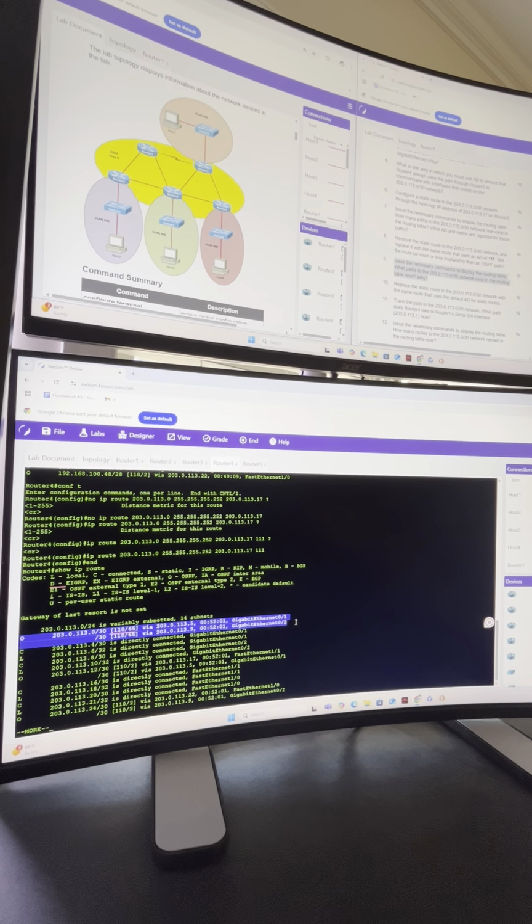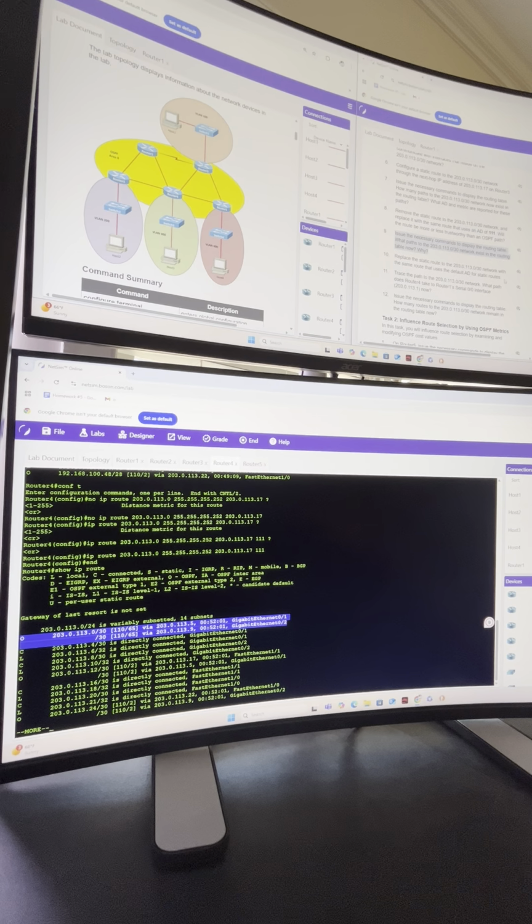And that is because we configured a static route with an administrative distance that is less trustworthy, which has an administrative distance of 111. And the OSPF path has an administrative distance of 110. So that is more trustworthy. So that OSPF path is back, okay?